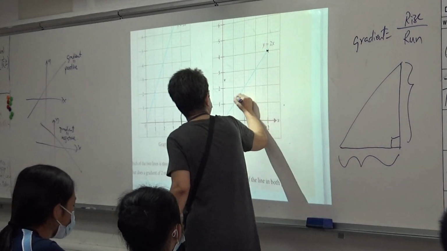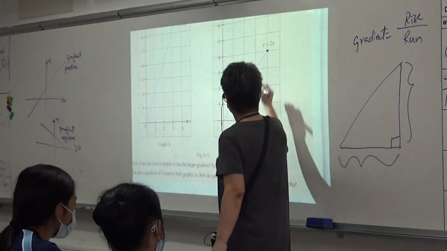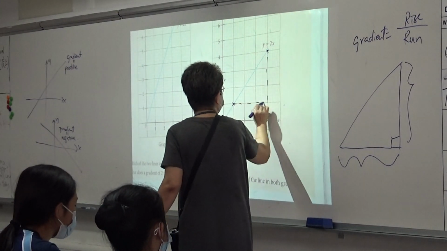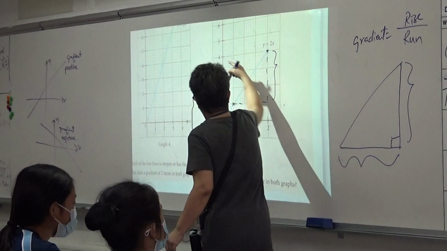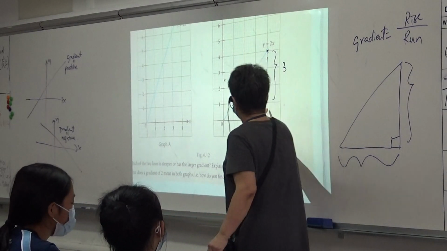Can I choose this point and this point? Okay. So all the way around. How many units here? 3, right? How many units here?